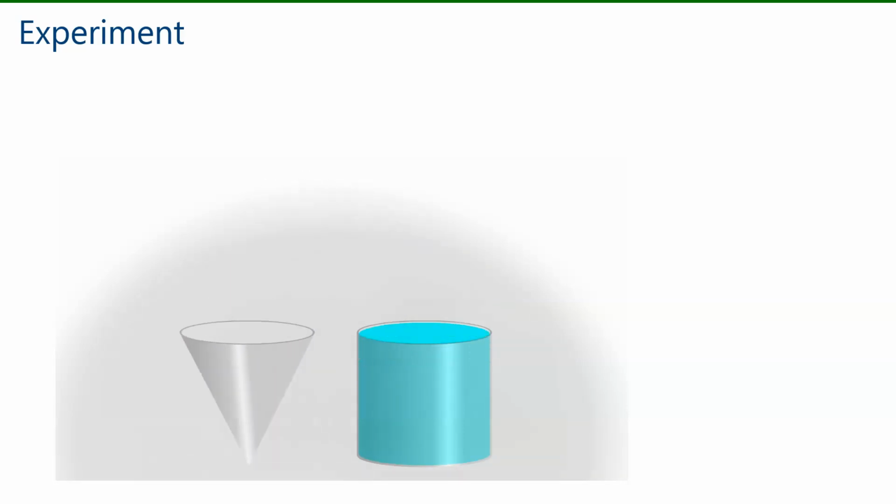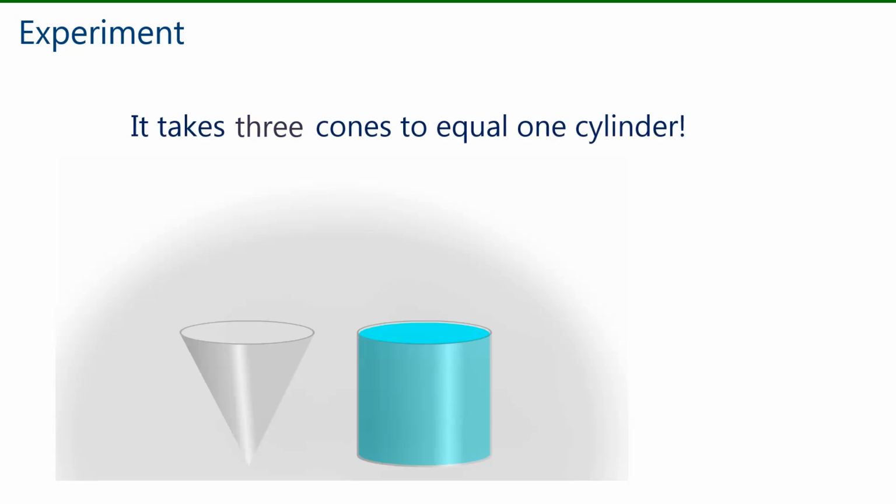So there you go. We can see that it does indeed take 3 cones to equal 1 cylinder, a similar relationship that we discovered for the pyramid and the prism. Now, just like the pyramid, the volume is going to use the height instead of the slant height.